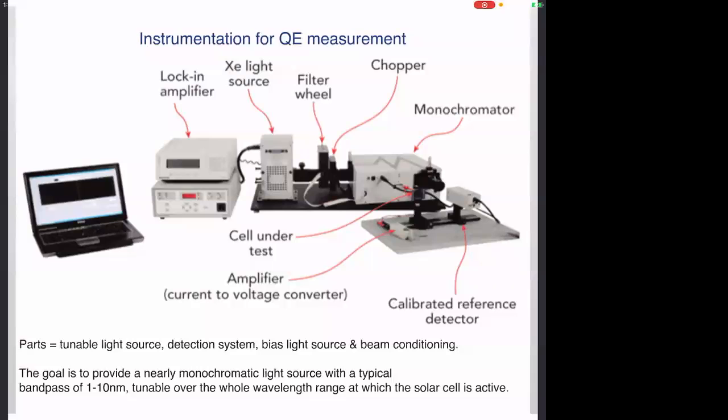So for example, this is an example setup used to do these kinds of measurements. They're somewhat complicated because the amount of current you get is very low, because you're only sending in one particular wavelength of light. So first of all, you have something called a monochromator, which selects the wavelength of light. You're able to send in a single wavelength of light.